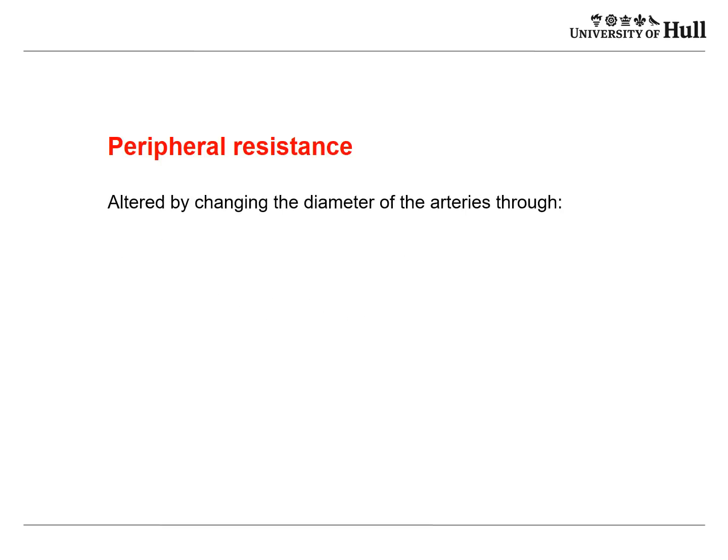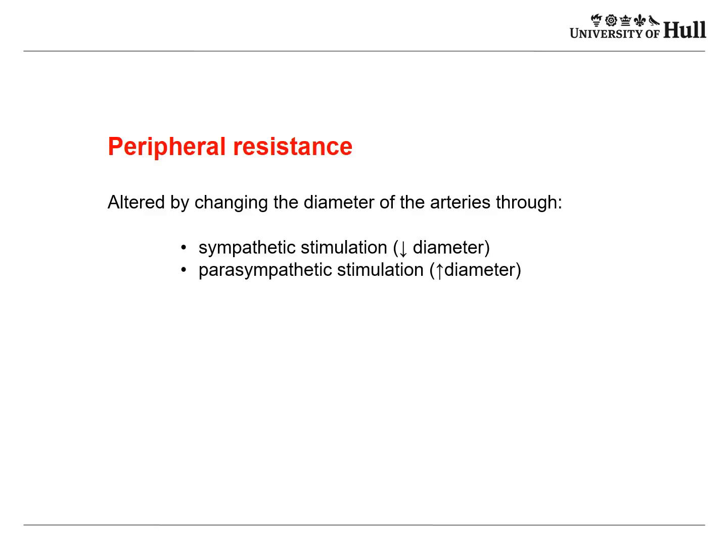And peripheral resistance is altered by changing the diameter of the arteries. Through sympathetic stimulation, which decreases the diameter, this will tend to increase blood pressure and increase peripheral resistance, or by parasympathetic stimulation, which increases the diameter, lowers the resistance and tends to lower blood pressure. So note that down: diameter down, resistance up, blood pressure up, and the opposite is true.